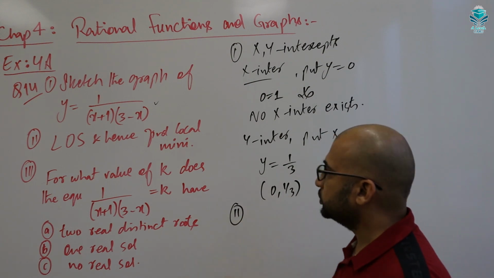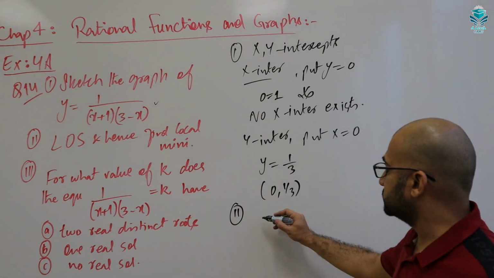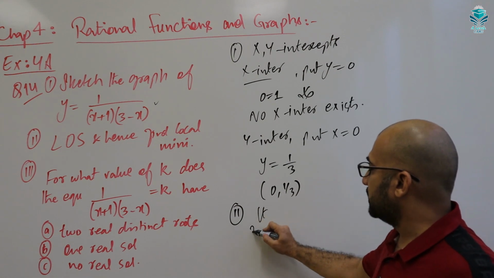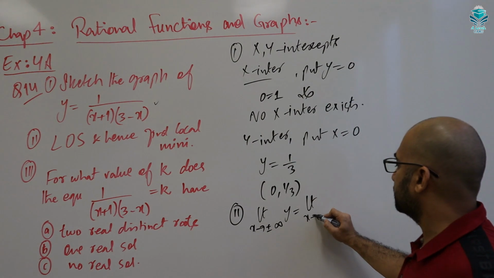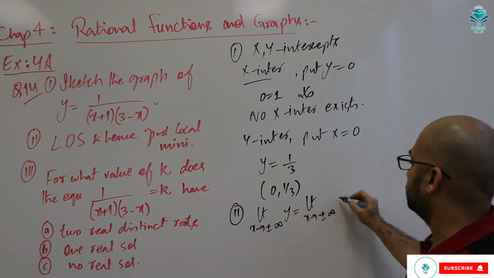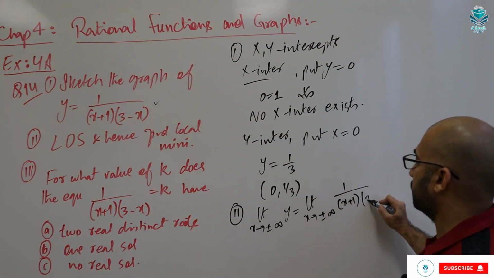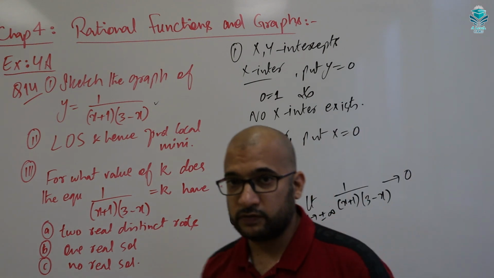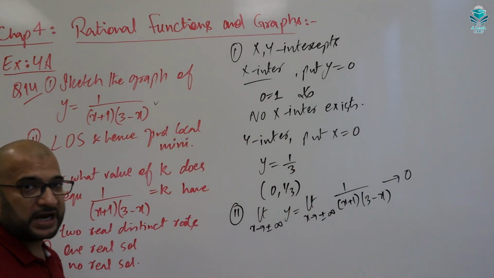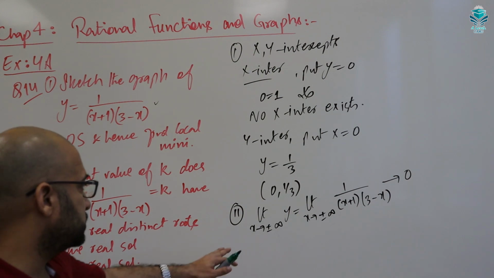Secondly, to find the horizontal asymptotes, take the limit as x approaches plus or minus infinity. You will have this function approaches 0 because 1 over infinity is 0. So at plus and minus infinity the function approaches 0.